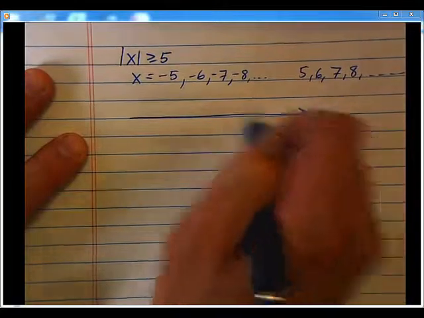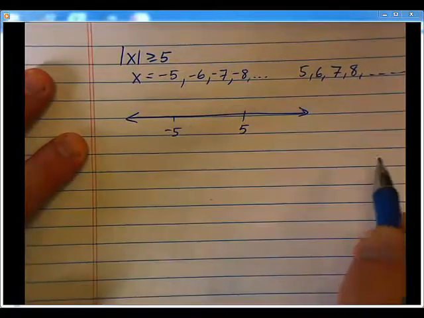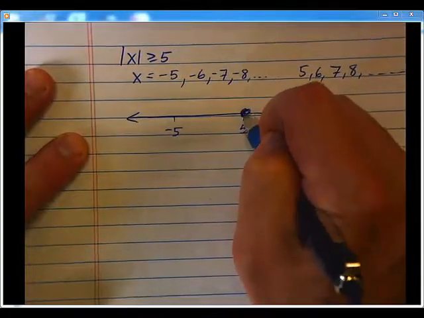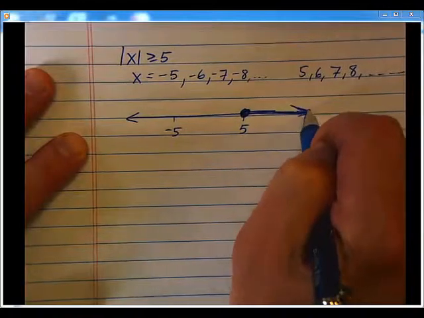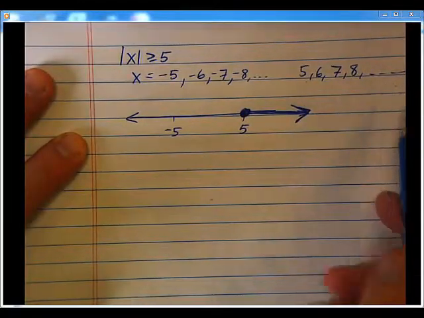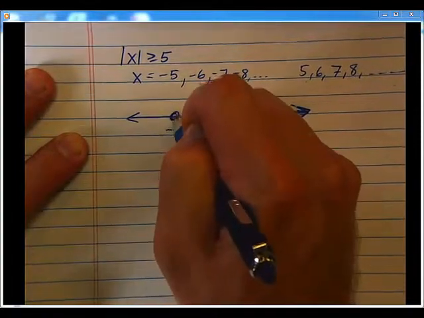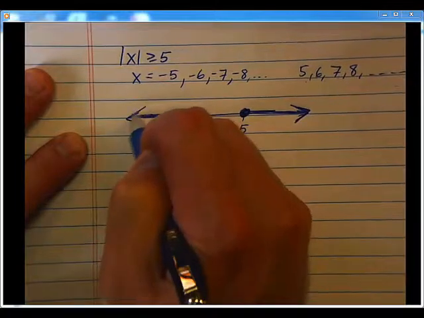Alright, here comes the number line. So on a number line, we would mark the numbers 5 and -5. They would both get dots because they have the equal to on them. And our answer was all the numbers bigger than 5, so I shade to the right. And then a dot on -5, and then we had all the numbers less than -5, so we have to shade to the left.